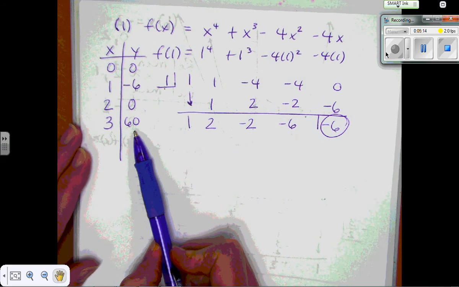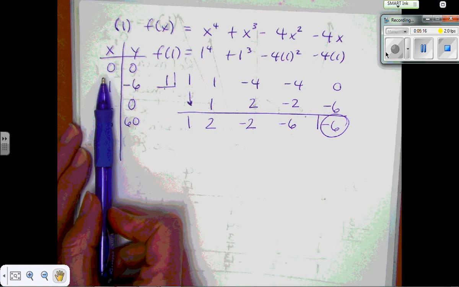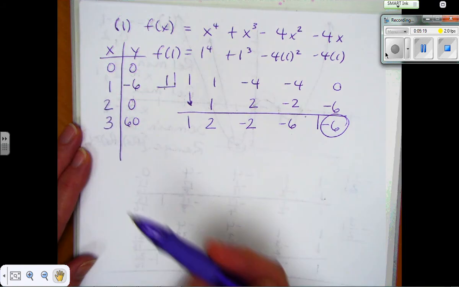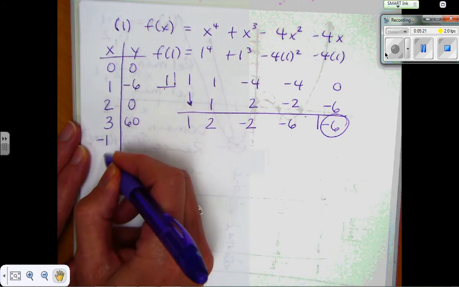Okay, so I want to go the other direction with my x values. I want to go down into some negative numbers, so I'm going to give you a few more numbers to plug in.